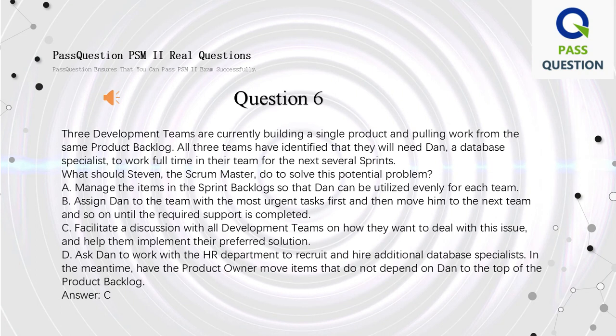A. Manage the items in the sprint backlogs so that Dan can be utilized evenly for each team. B. Assign Dan to the team with the most urgent tasks first and then move him to the next team and so on until the required support is completed. C. Facilitate a discussion with all development teams on how they want to deal with this issue, and help them implement their preferred solution.